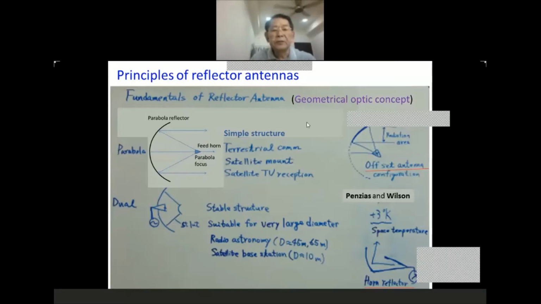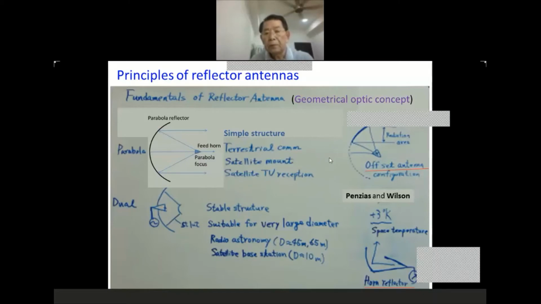So this is using the geometrical optics concept of the parabola: the rays from the focal point are reflected, and all the rays are parallel to the center axis. So this is the most fundamental antenna, and this structure is very simple. For satellite TV reception, this type of antenna may be used.